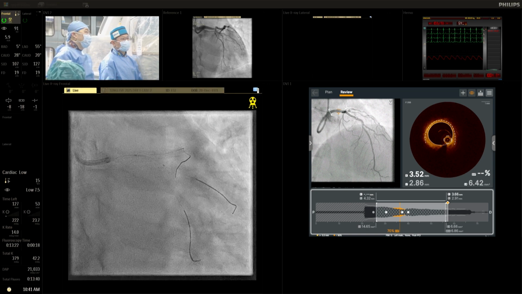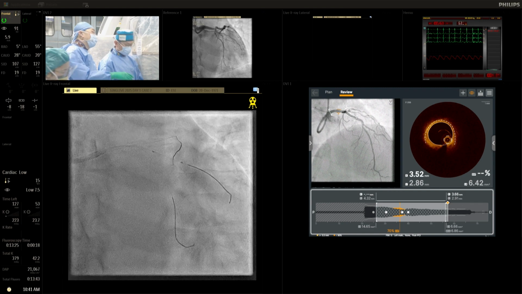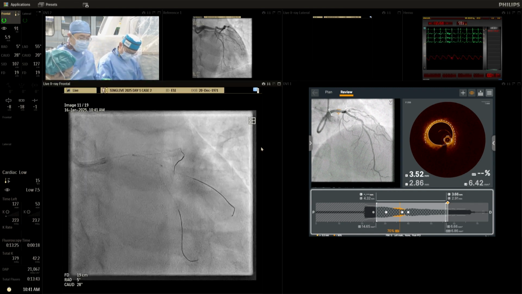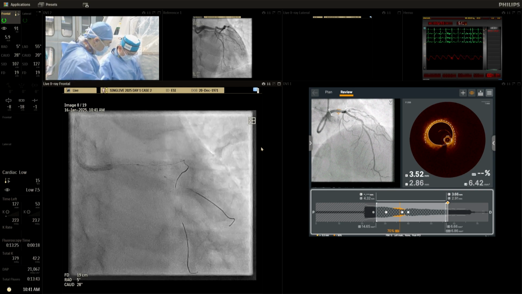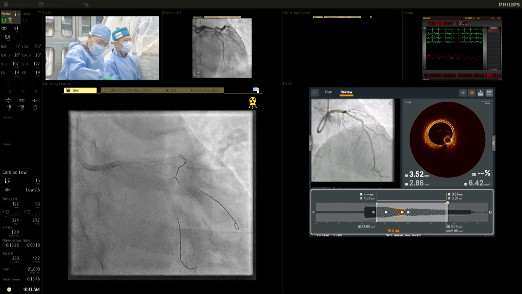Yeah. Keep it there. Take out the other wire now. Careful. When you take out the other wire, you have to be very careful. Make sure that the guide doesn't jump in here.